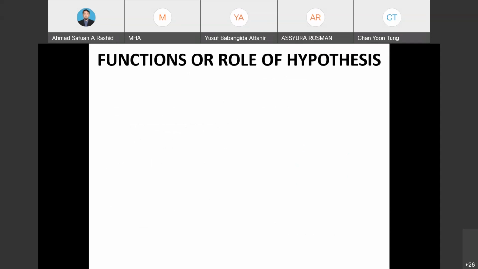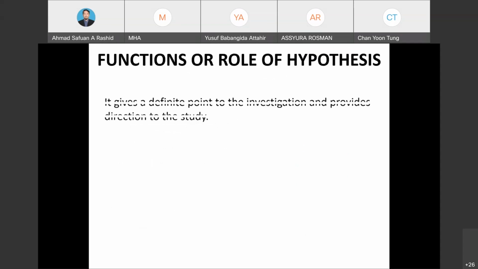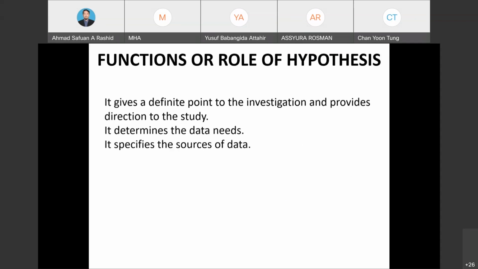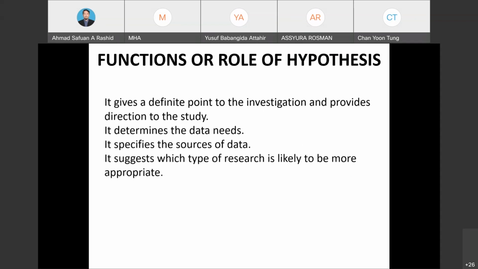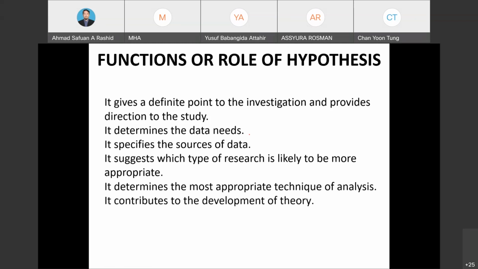Okay. So the function or role of a hypothesis: it gives definite points to the investigation and provides direction to the study. It determines the data needs. It specifies the source of data. It suggests which type of research is likely to be more appropriate. It determines the most appropriate techniques of analysis. It contributes to the development of theory. So this is the function of the hypothesis.